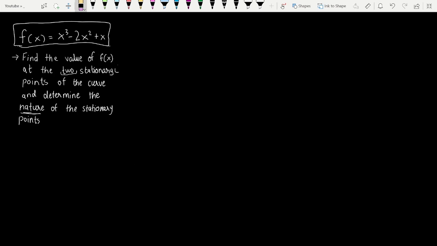So how we're going to do that is we are basically going to first go ahead and find out the y values, or the f of x, of the two stationary points. And the way we do that is we have our equation over here. What we're going to do is differentiate this. And when we differentiate this, this is just going to become f prime of x. And then you have to differentiate all of that.